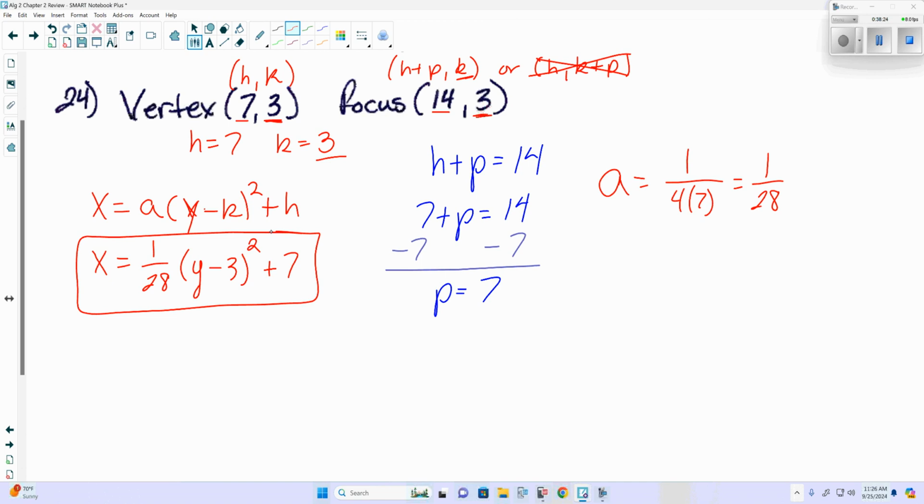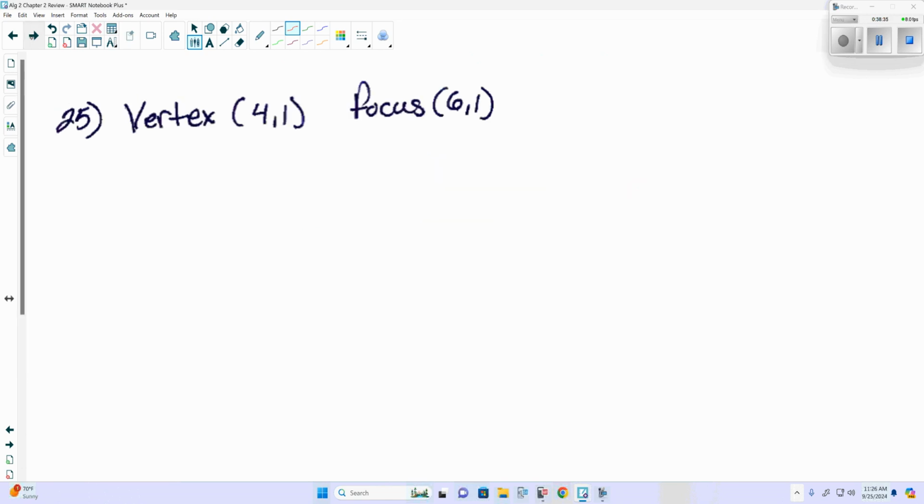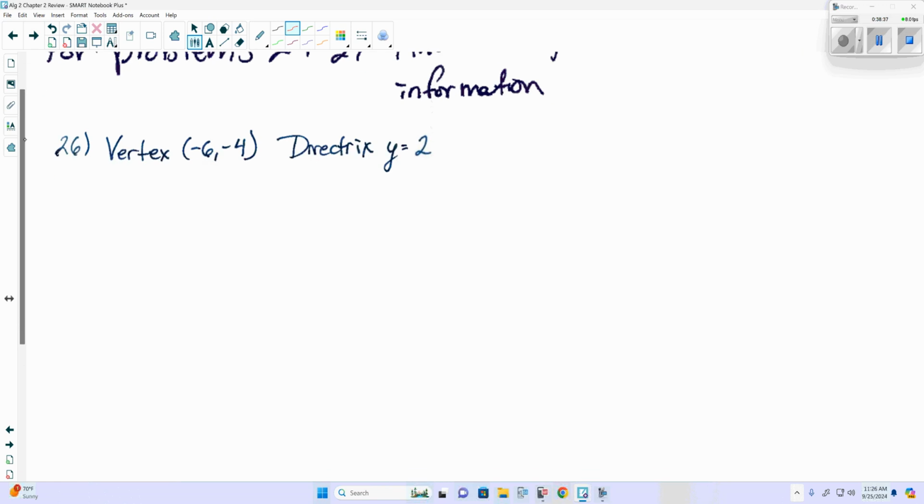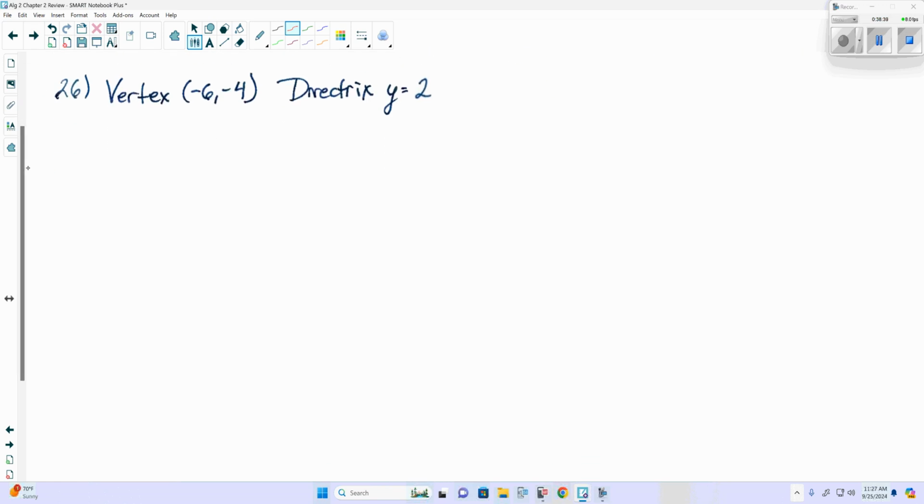Questions on this here? All right. I'm going to look at 26 because 26 has a directrix. Directrix is a little bit nicer because there's only 2 of them: either x equals or y equals.